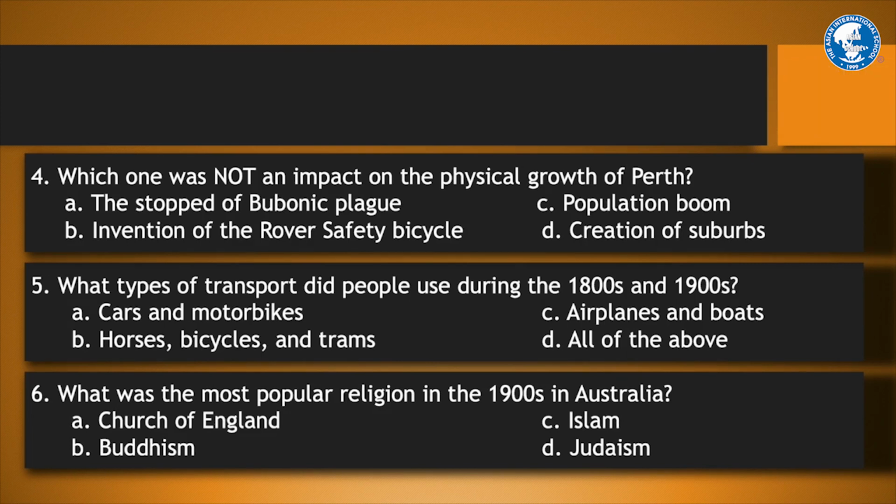Now let's check your answers. Which one was not an impact of the physical growth of Perth? The correct answer is letter A, the end of bubonic plague. Next, number 5. What types of transport did people use during the 1800s and 1900s? The correct answer is letter B, horses, bicycles, and trams. And number 6, what was the most popular religion in the 1900s in Australia? The correct answer is letter A. Well done. Now let's move on.